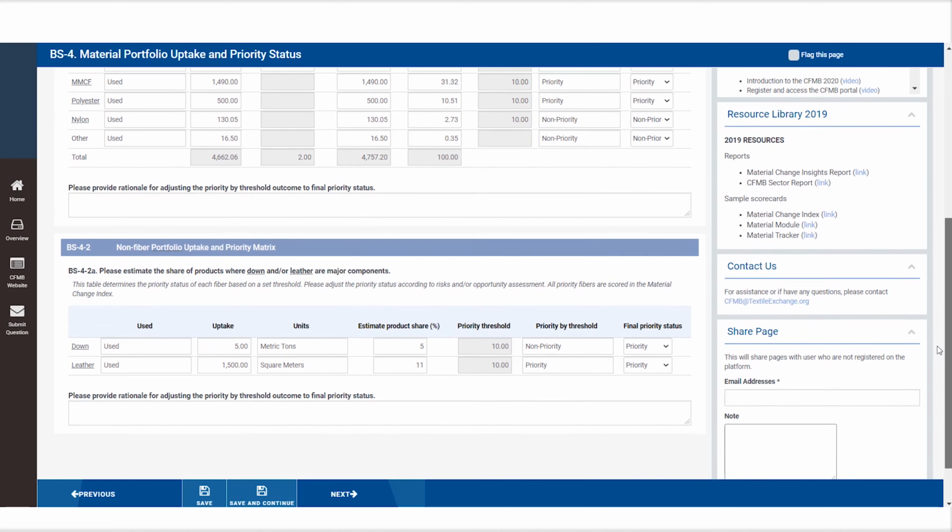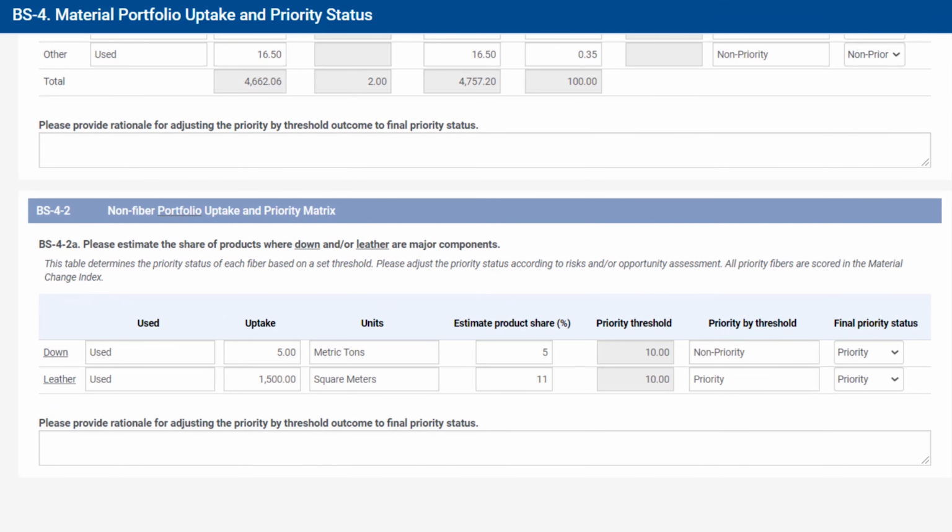As previously mentioned, for non-fibers, the priority threshold is set using the percentage of final products where the material type is a major component. For example, this would exclude leather labels on denim, but it would include products with a major leather component, for example a leather jacket, a leather bag which is lined with another material, or shoes with leather uppers.